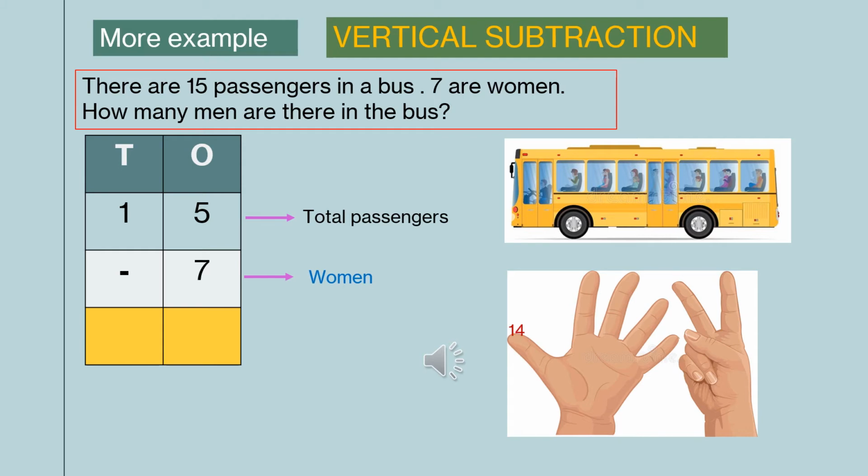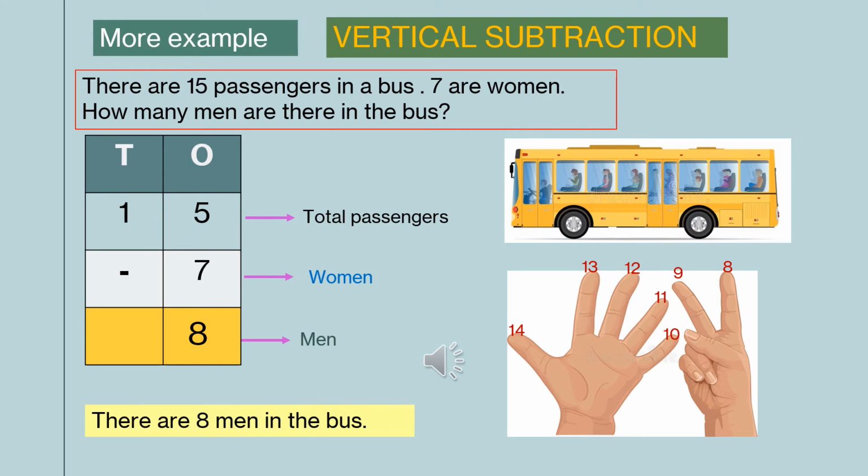14, 13, 12, 11, 10, 9, 8. So we reach number 8 after counting 7 backward. So what is our answer? Yes, you are correct. Number 8 means the difference between 15 and 7 is 8, and 8 men passengers are there in the bus.